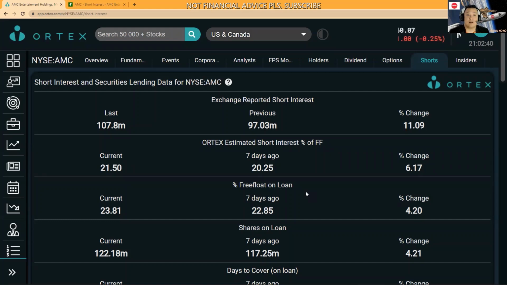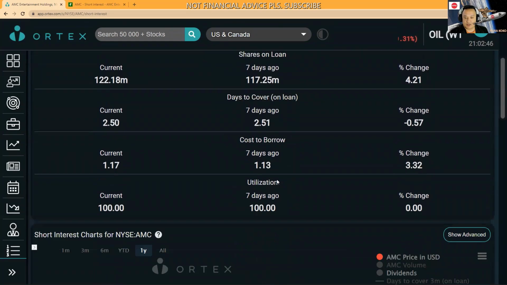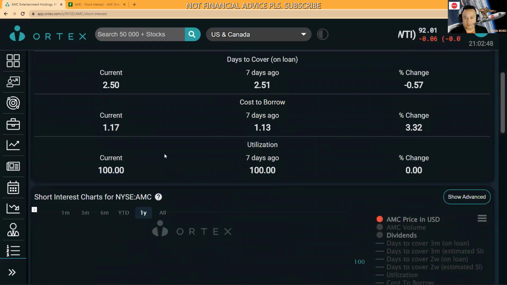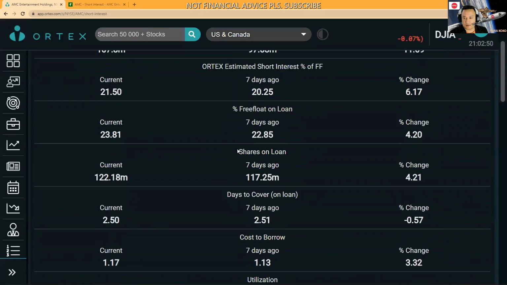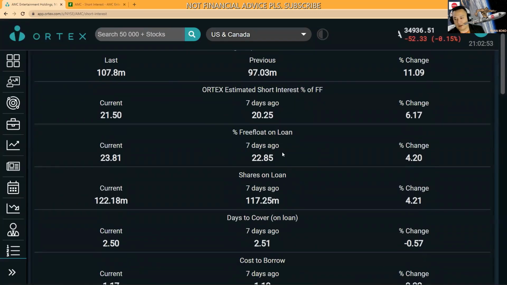Let's go ahead and talk about our ticker symbol AMC. So today we have a short interest of free float. Seven days ago it was 22.85%. Current right now is 23.81.